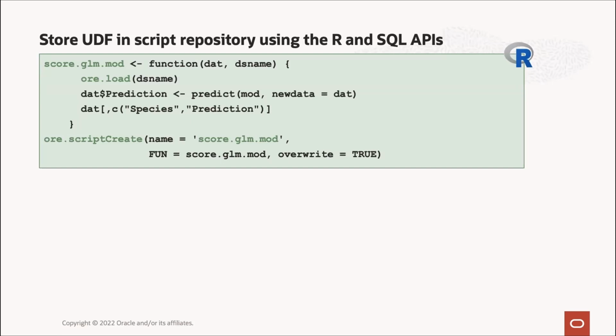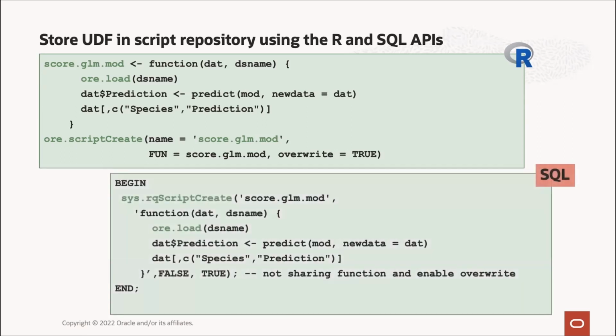This is an example of storing a UDF in the script repository using the R and SQL API. This example shows creating a function in R to score data. The ore.script_create function saves the score GLM mod function to the script repository with the corresponding name of score GLM mod and sets overwrite to true to update any existing instances.